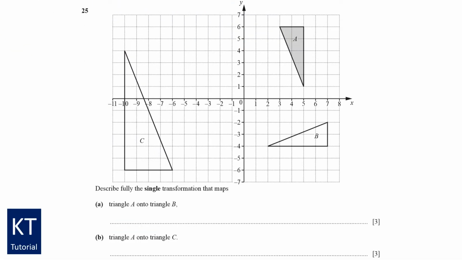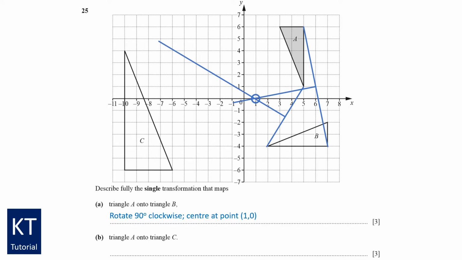Question 25. Describe fully the single transformation that maps triangle A onto triangle B. It should be obvious that the objects are being rotated 90 degrees clockwise. As for its rotational center, it is purely the intersect of the two lines which are equidistant to their respective corners of the object being rotated.